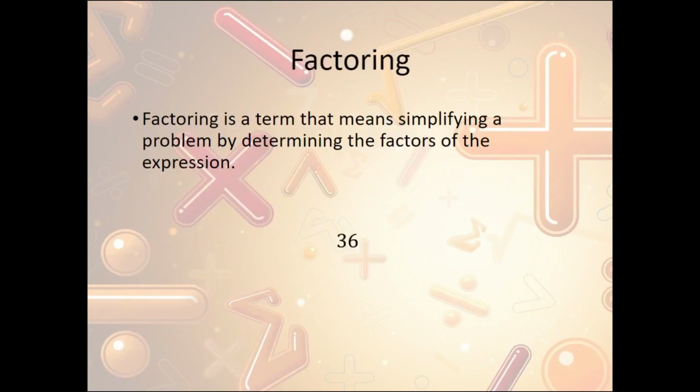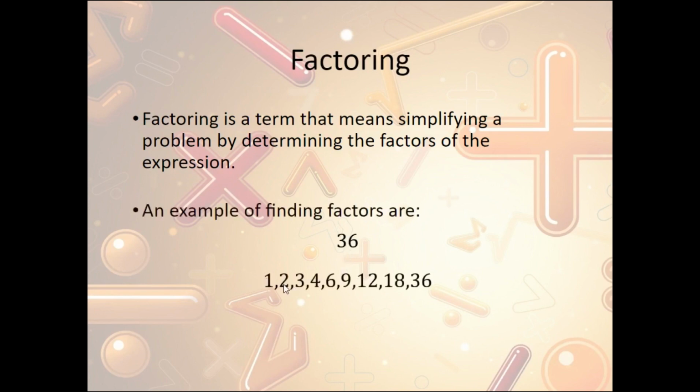So we need to be able to pick out a common factor that exists within a number or a set of numbers. So in this case, let's just look at 36. What are the factors of 36? Well, we have 1, 2, 3, 4, 6, 9, 12, 18, and 36. These are factors because I can multiply all of these numbers by something and get 36. Or another way to look at it is 36 is divisible evenly by all of these numbers.